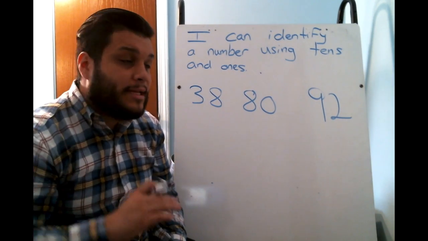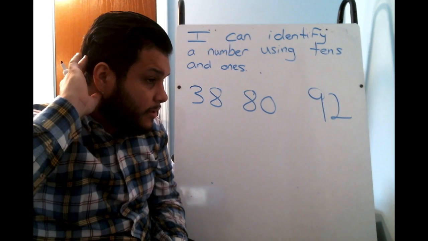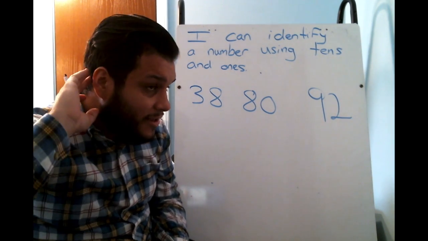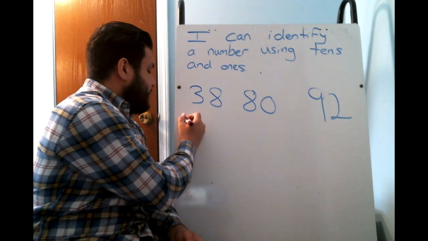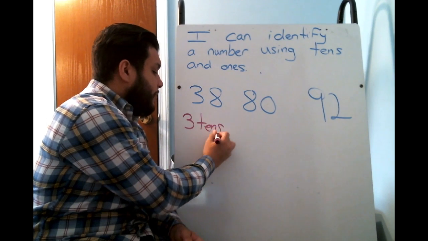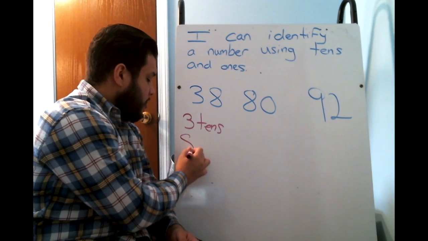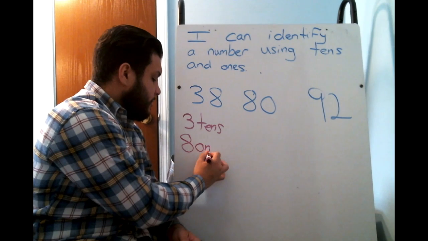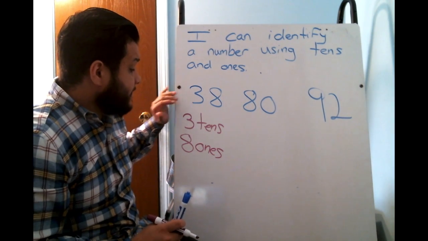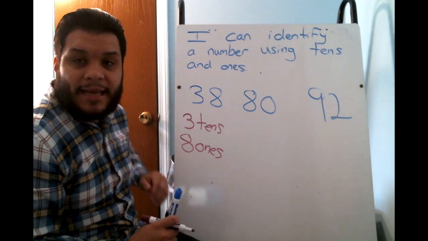38 has how many tens? 8 tens. Oh no, you didn't say that. You said 3 tens. 38 has 3 tens. And how many ones? Awesome. 8 ones. I identified 38 by saying that it is 3 tens and 8 ones.